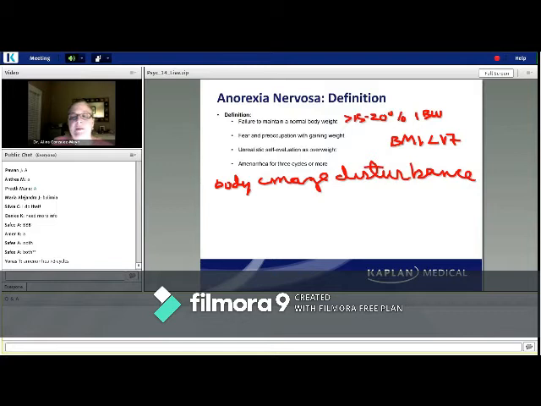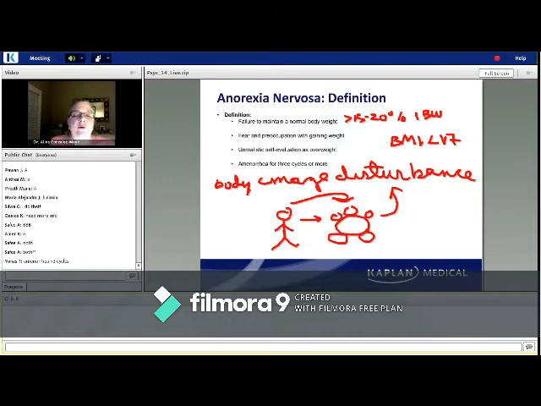So what does that mean? You might look like this, but what you see reflecting in the mirror is that, okay? So you see this as what you look like. That's body image disturbance. That's unique for anorexia.